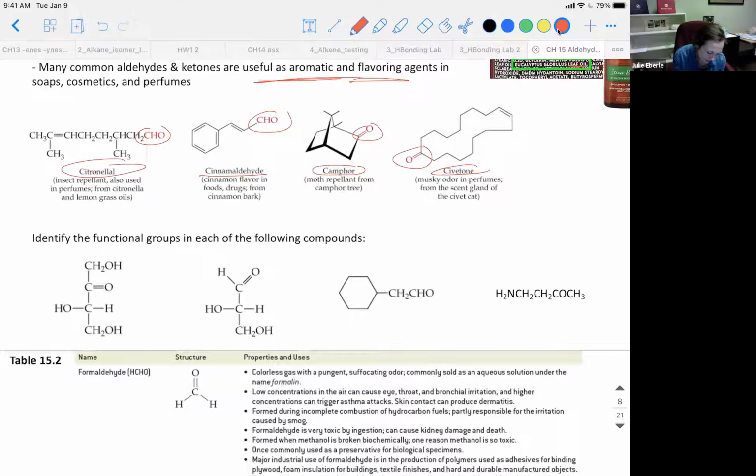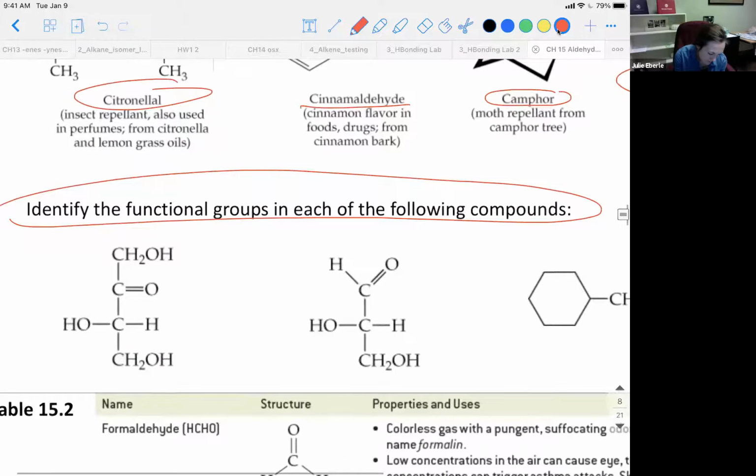I think y'all can do this. We'll do the very first one in case you're not sure how to do it. Identify the functional groups here. What functional group do we have in this very first one? Do we have an aldehyde? Well, it just says the functional group, so we actually have more than one kind of functional group. What all do y'all see?